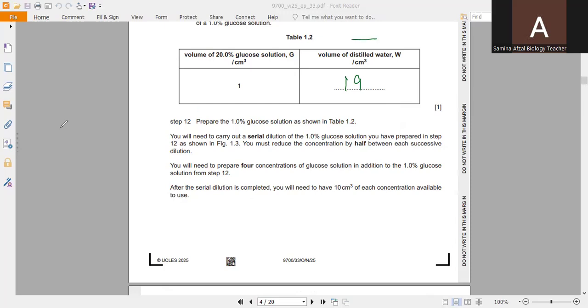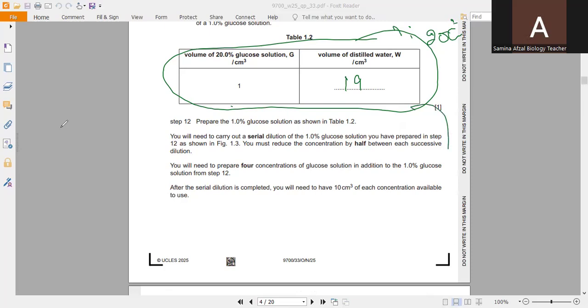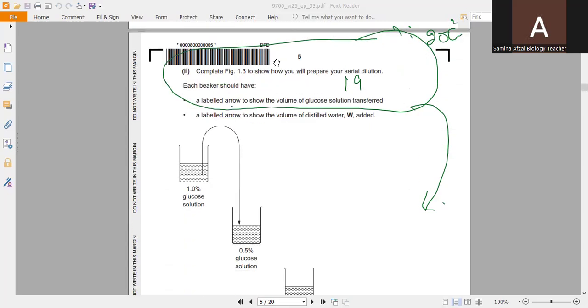According to this given measurement, now you have to prepare 4 more concentrations. That is, in the 20 cubic centimeters of 1% glucose solution, there will be 1 cubic centimeter of glucose solution and 19 cubic centimeters of distilled water. Now we will keep in mind this ratio and we will prepare the next concentrations.